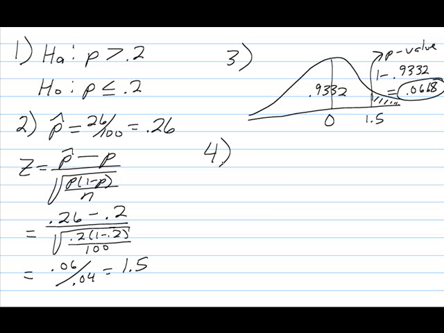Now we're ready for the final step. The final step is to actually make our decision. The way we make our decision is we compare our p-value to our alpha. Our alpha in this case is 0.05. Our p-value is 0.0668. So in this case, the p-value is greater than alpha. And in those cases, we have to fail to reject H naught.